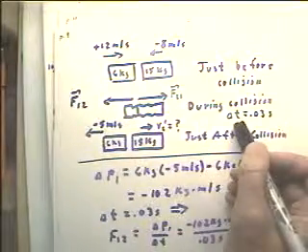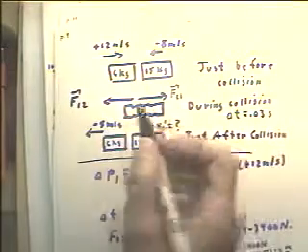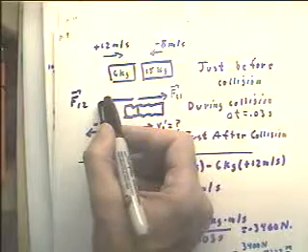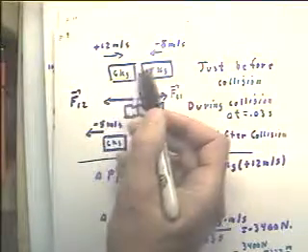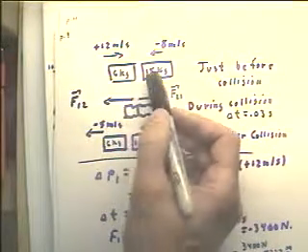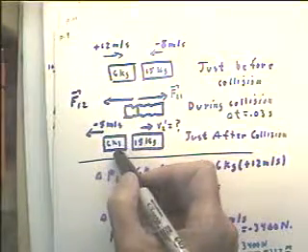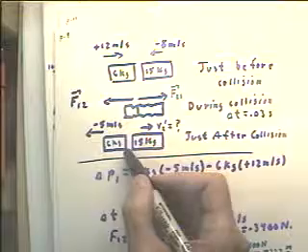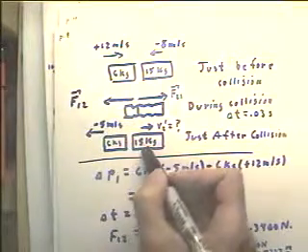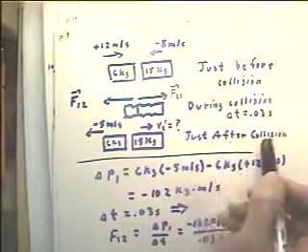And during the collision, which lasts for delta t equals 0.03 seconds, they're therefore exerting equal and opposite forces on one another. F12 being the force exerted on object 1 by object 2, F21 being the equal and opposite force exerted on object 2 by object 1. The two masses then, after springing apart, end up with their velocities immediately after the collision.